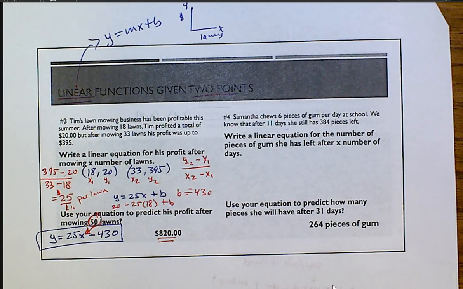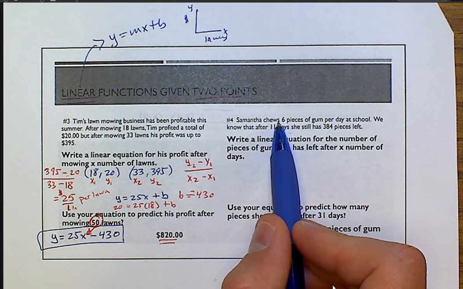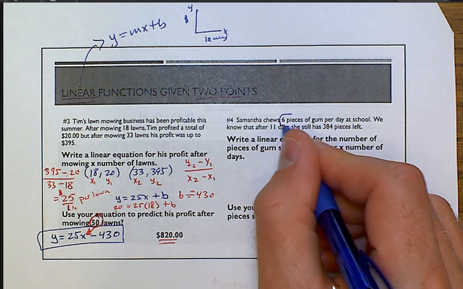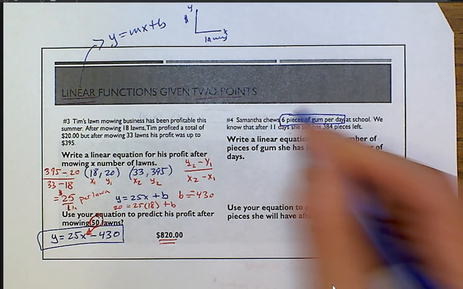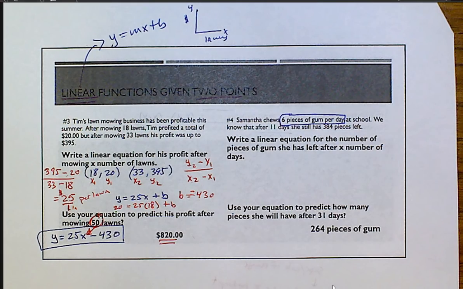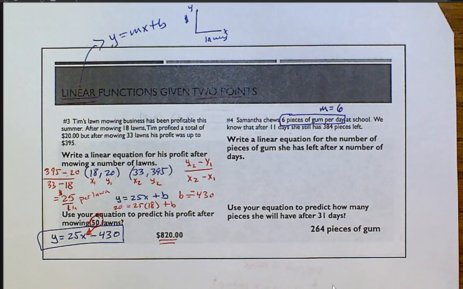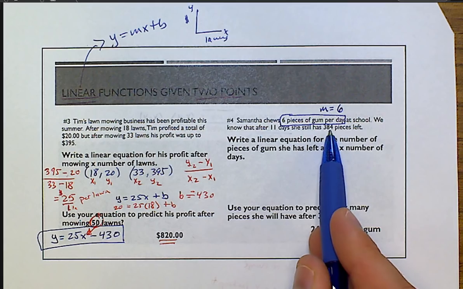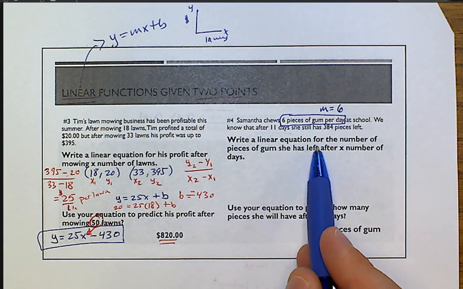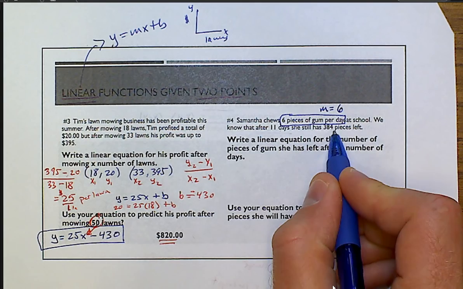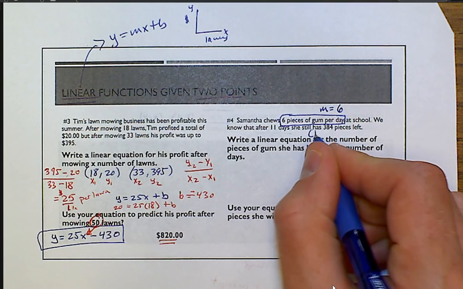All right, we're back at it here. So we have a situation where Samantha chews 6 pieces of gum per day. As soon as I read that, my brain goes off because I notice that I'm already given the slope. That's a rate. So we know she averages 6 pieces of gum per day, and we know that after 11 days, she still has 384 pieces left. Write a linear equation for the number of pieces of gum she has left after X amount of days. So the 11 days and 384 pieces represents a point, 11 comma 384.